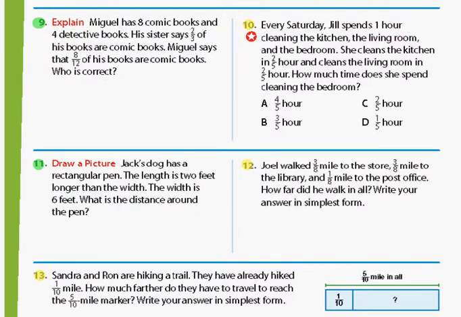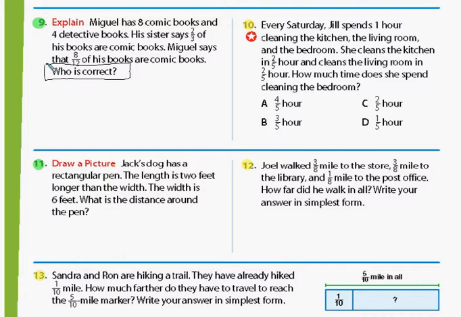Miguel has 8 comic books and 4 detective books. His sister says 2/3 of his books are comic books. Miguel says 8/12 of his books are comic books. Who is correct? So first of all, we need to come up with the fraction of comic books he has. I'll box in my question: I'm trying to figure out who's correct. Is Miguel correct or his sister correct?